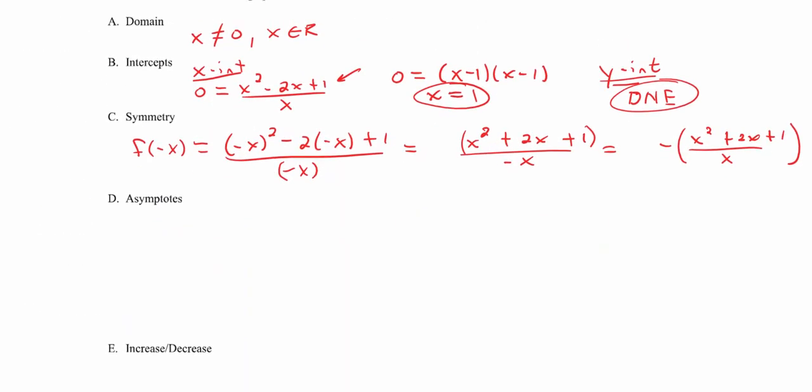Okay, asymptotes. So our asymptotes here are going to be at, well, we have a vertical asymptote at x is equal to 0. That's where we're dividing by 0. So let's figure out what's happening at that vertical asymptote. Is it going to positive infinity or negative infinity? So I'll take the limit as x approaches 0, and I'll do from the right first, of x squared minus 2x plus 1 over x.